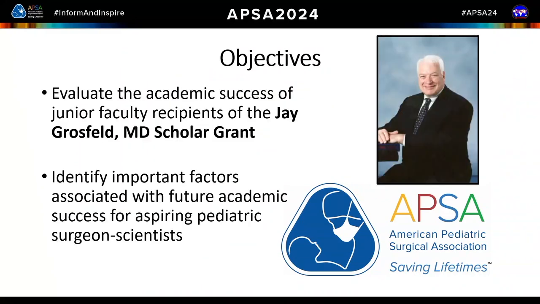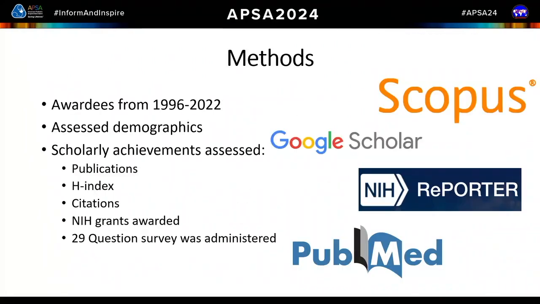And as we're in APSA, we focused on the J. Grossfeld Scholar Grant by the APSA Foundation, and we sought to evaluate the academic success of junior faculty recipients of this grant and to identify important factors that would determine their future academic success after their experience with the grant. We studied awardees from 1996 to 2022, assessed their demographics, and then their scholarly achievements as well.